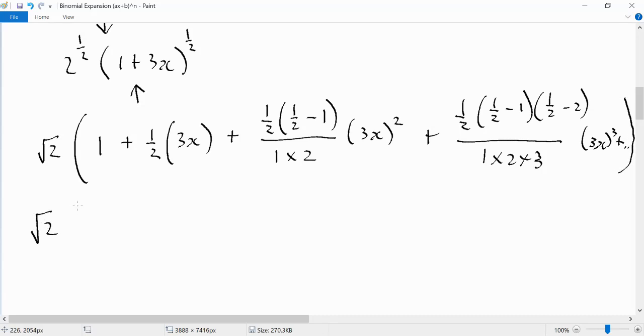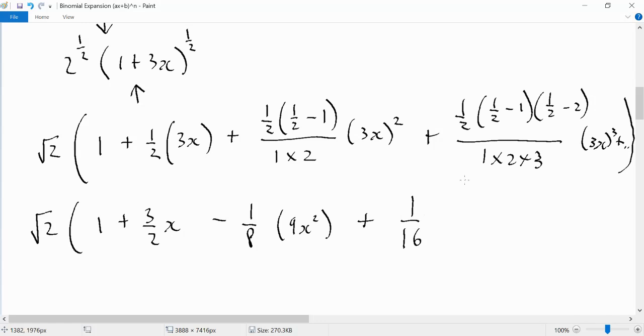And then it's just a case of simplifying it all. So I'm going to write the root 2 there. I'm going to simplify all this. That's going to be 1 plus 3 over 2 x. 3x all squared is going to be 9x squared, but then I've got to multiply that by this coefficient here, so I'll do that separately. That's minus 1/8. And then we have plus 1/16 for the coefficient there, but then inside the 3x cubed becomes 27x cubed.